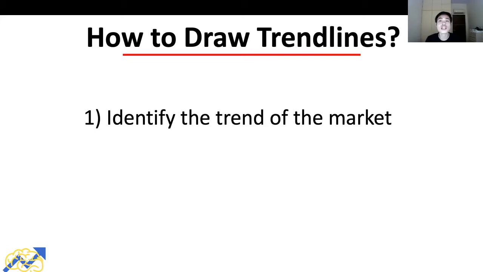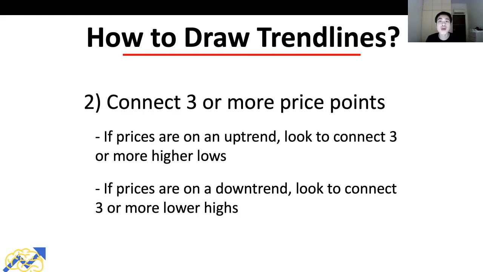The first thing that we need to do in order for us to draw trend lines is to first identify the trend of the market. There are two main trends that we want to look out for. The first one is an uptrend and the second one is a downtrend. After we have identified the trends of the market, the next step is to look to connect 3 or more price points. So in an uptrend, we look to connect 3 or more higher lows. And if prices are on a downtrend, we look to connect 3 or more lower highs. Those are the two steps for us to draw trend lines in the stock market.